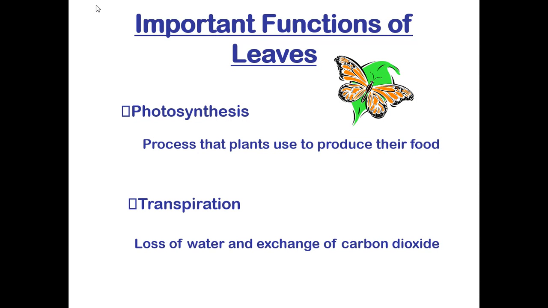So the most important functions of a leaf is photosynthesis and transpiration. In photosynthesis, the plant takes all of the nutrients and water that it's absorbed through its roots, and then it produces food with it. In transpiration, there is a loss of water and an exchange of carbon dioxide. So there is some water that leaves the leaf, but in exchange for that, it absorbs some carbon dioxide from the air.